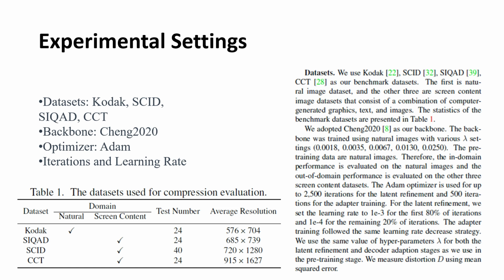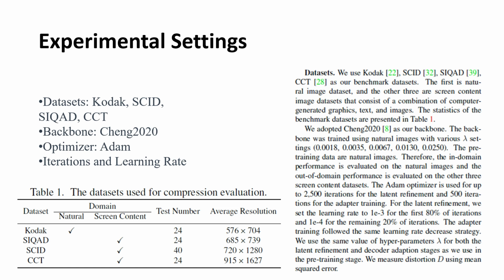We dive into the experiments conducted to demonstrate Dec-Adapter's domain transfer capabilities and overall performance. We used Kodak, SCID, SIQAD, and CCT as our benchmark datasets. Cheng 2020 serves as our backbone model, which was trained using natural images. We have benchmark datasets with natural and screen content domains. For instance, Kodak focuses on natural images, while the others are screen content datasets. These datasets vary in terms of average resolution and test number.